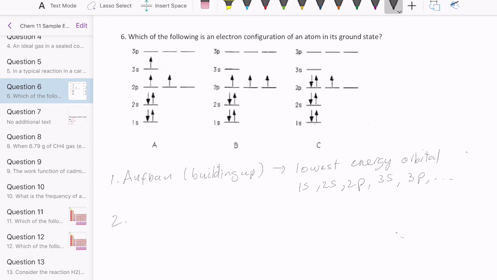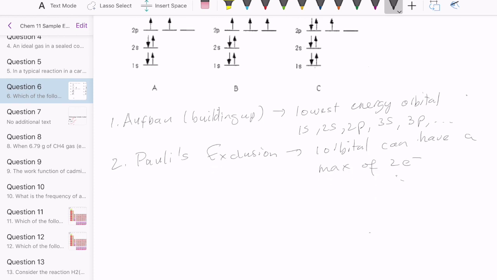The second one that we have to remember is something called Pauli's exclusion principle. And that one refers to the idea that in one orbital, the maximum number of electrons you can have is 2. This is due to the fact that each electron must have a unique set of quantum numbers, and that ends up being the consequence of Pauli's exclusion principle.